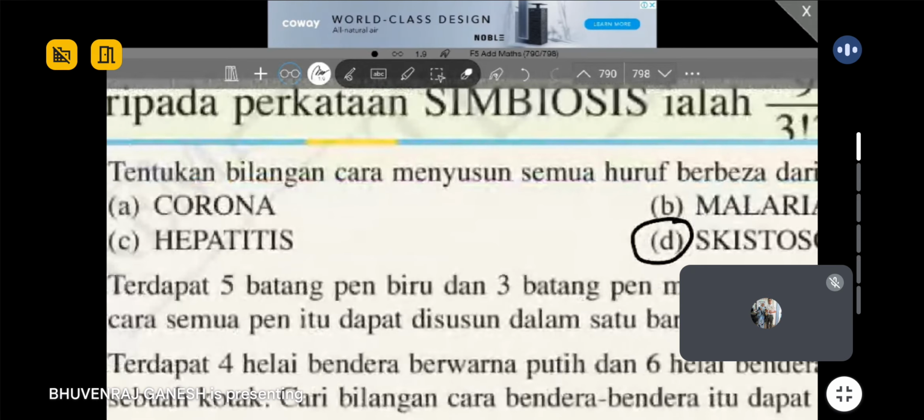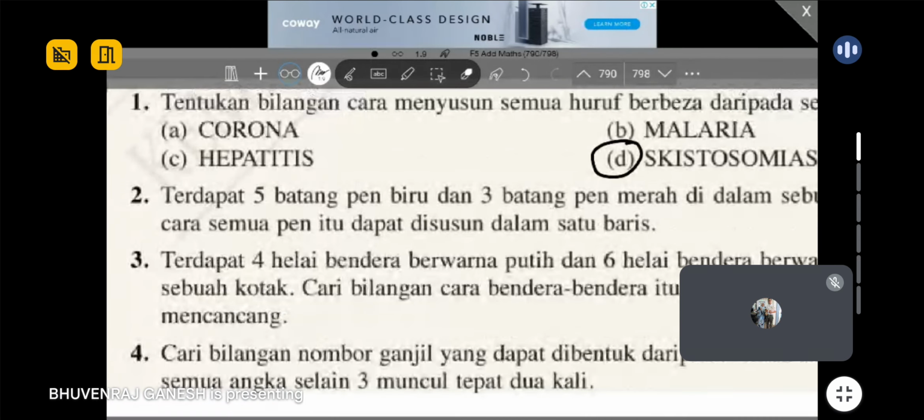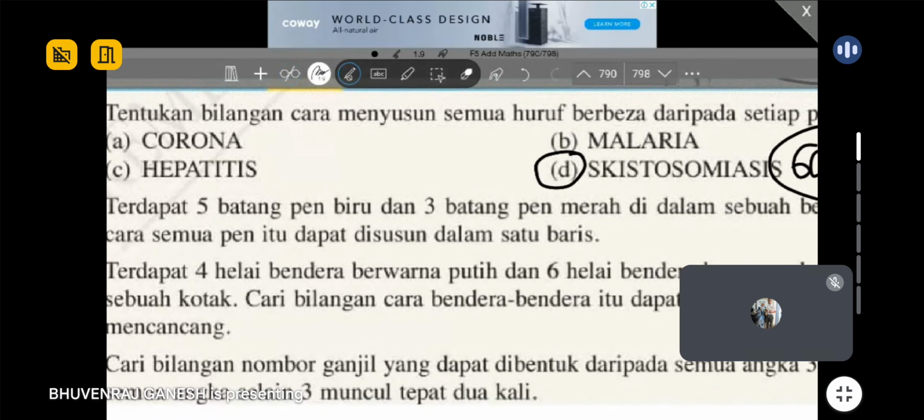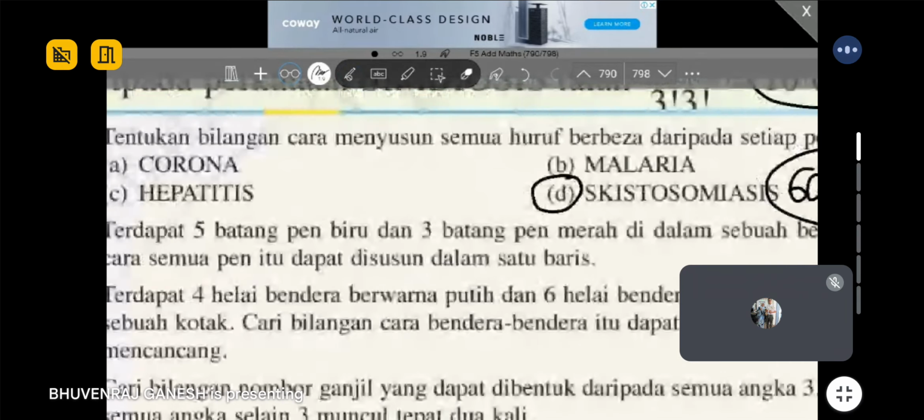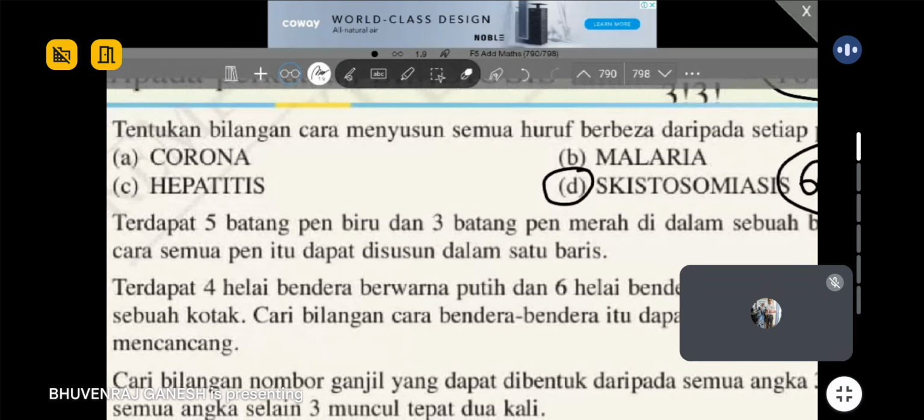Okay, all right. So we try question number 2. They have 5 blue pens and 3 red pens, and they ask you to arrange them in one row. So how many ways, guys, can I arrange? This one is a typical question. Soalan lazim.